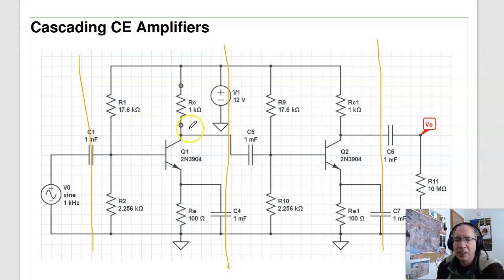At DC, each of these is isolated. Calculate the Q point for one, I've got the Q point for the other. The first one is a common emitter amplifier. The emitter is tied to ground. Inputs at the base, outputs at the collector. The second stage is a common emitter amplifier. Inputs at the base, emitter is tied to ground, outputs at the collector. So if I take the two-port model for the first stage, it'll be exactly the same two-port model as the second stage, cascade the two-port models.